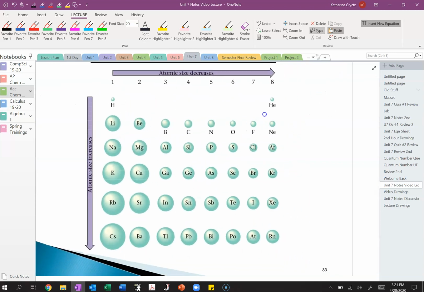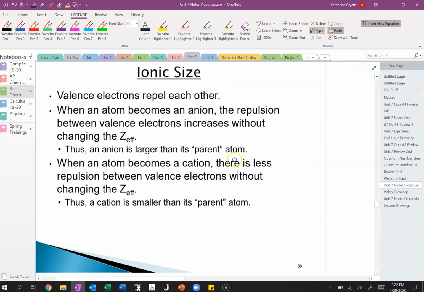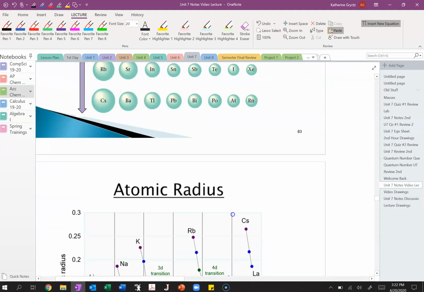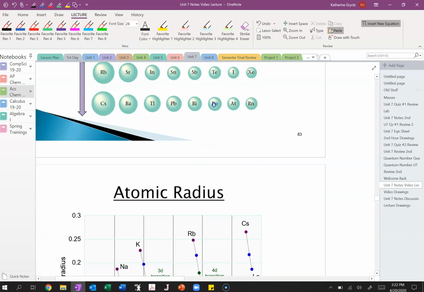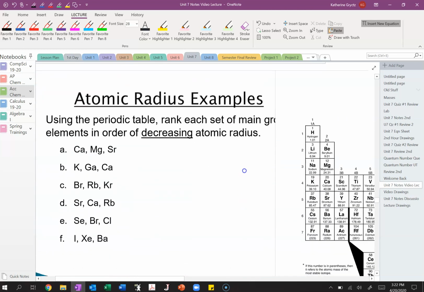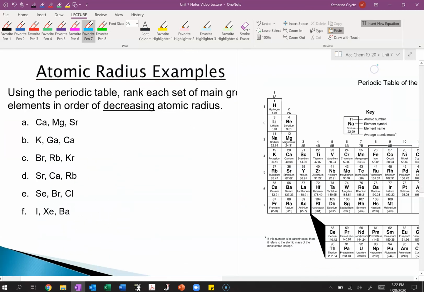This is a little picture of roughly what the periodic table looks like graphically, with all the little atoms drawn as circles. As you can see, as you go down the periodic table, you get bigger and bigger and bigger because there are more and more energy levels. And as you go across the periodic table, the atoms get smaller and smaller and smaller because they have the same number of energy levels, but more and more protons, which are sucking in the electrons. So we're going to try to rank them, using the periodic table.